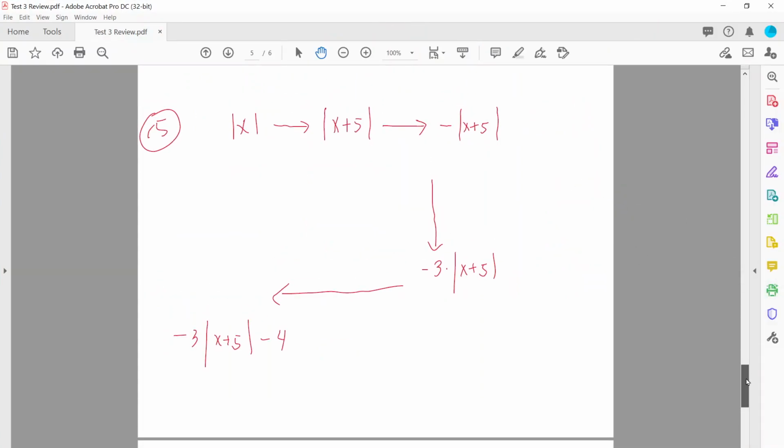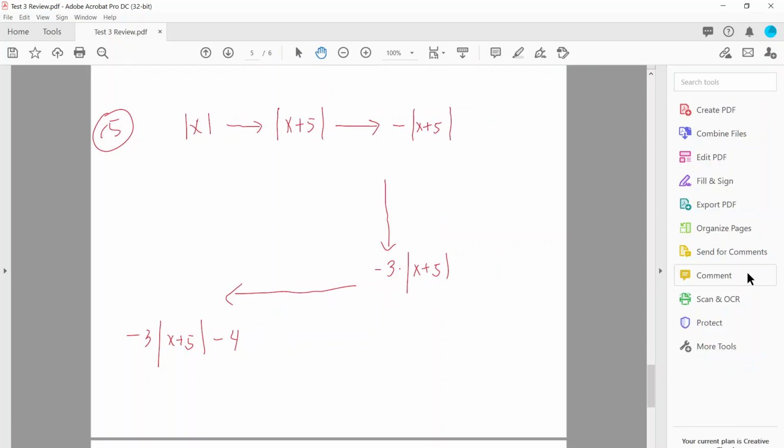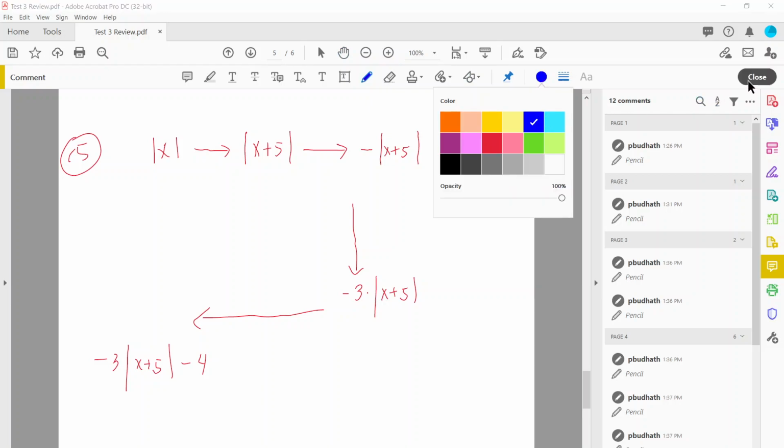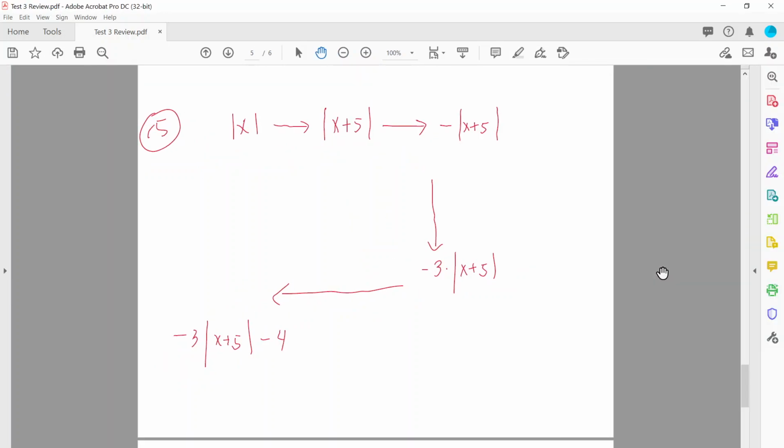So what you can do, to make it easier, is just start with the graph of absolute value of x, take some points from absolute value of x and follow the pattern. Okay, so let's say the point on the absolute value of x is x, y. So let me just use a different color here. The point on the absolute value of x is x, y.